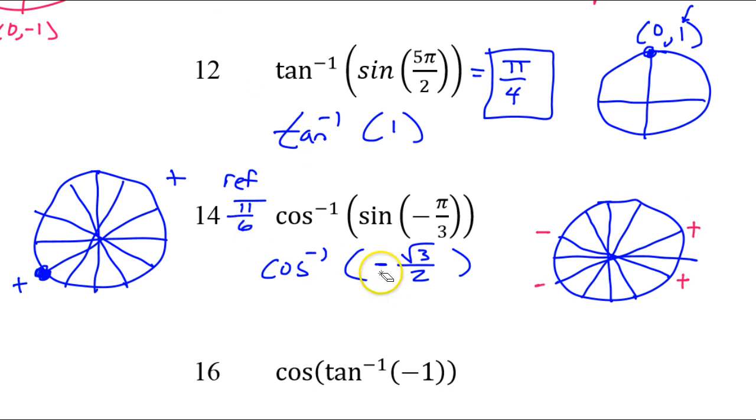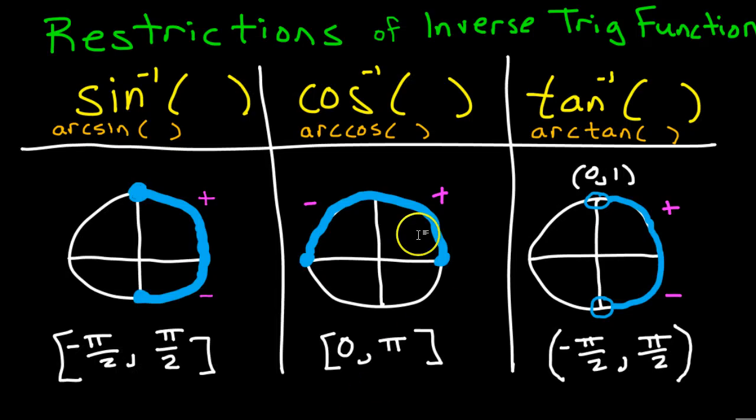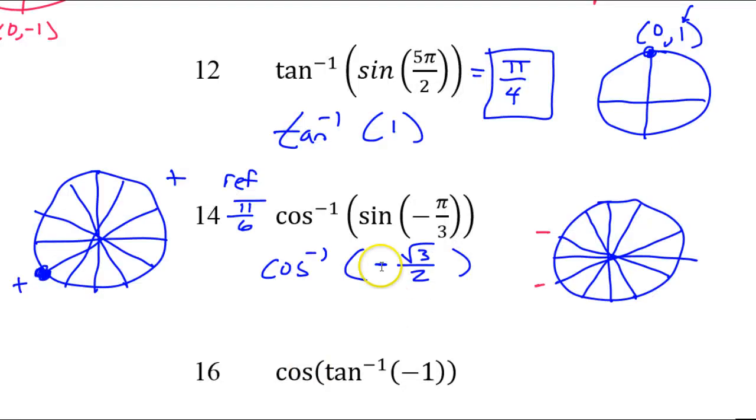Since we want a negative cosine, we can forget about these two. But also we have these restrictions. Inverse cosine can only fall on the top half of the circle. So it can only be in the top half, so I can forget about this one. So this angle right here is going to be the answer, and that is 5 pi over 6. All right, that's the answer, number 14.